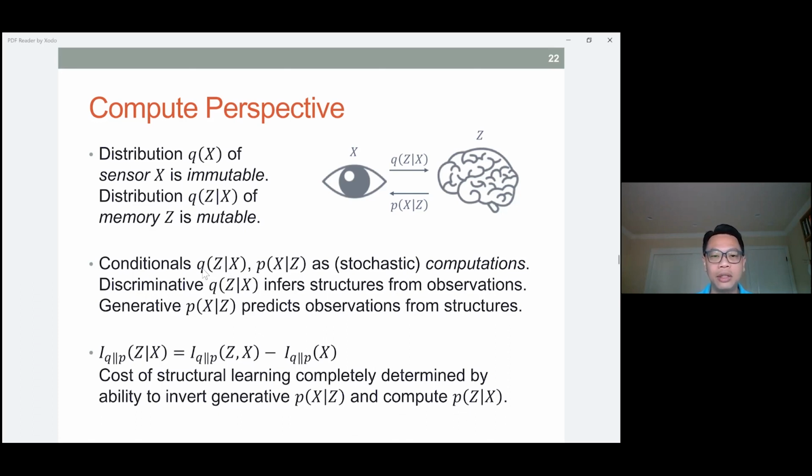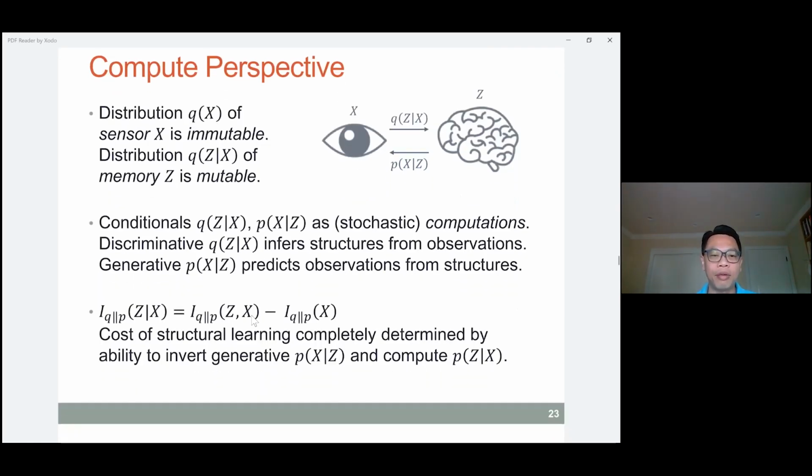And now the conditionals, Q of Z given X and P of X given Z, they are computations. They are stochastic computations because given an input X, I'm going to give you an output Z. So those are computations. The discriminative conditional Q of Z given X will infer structures from the observations, mathematical structures, logical structures, and the generative distribution will predict observations from the structures.